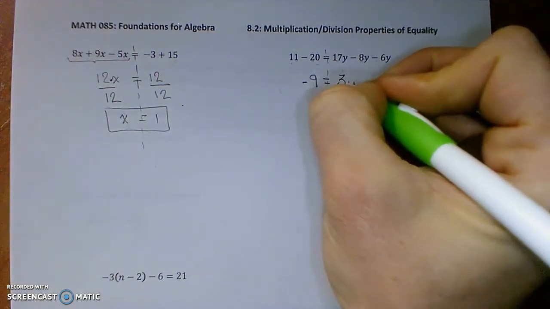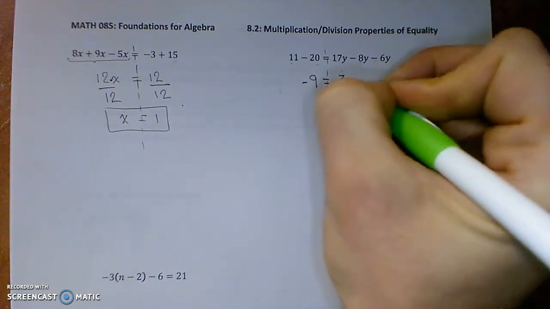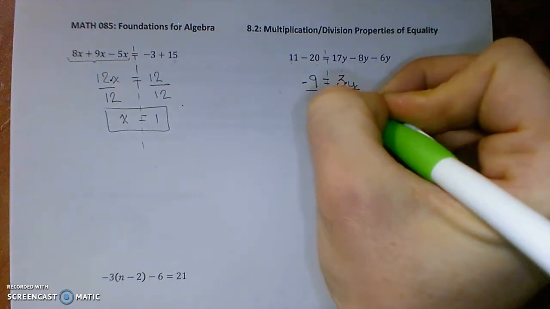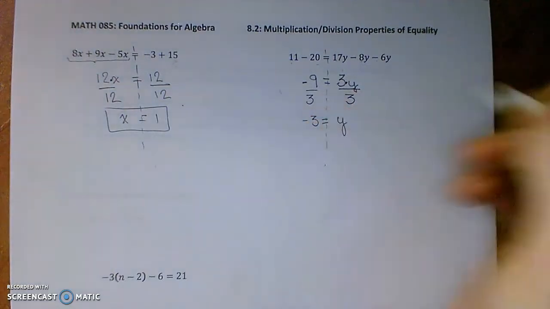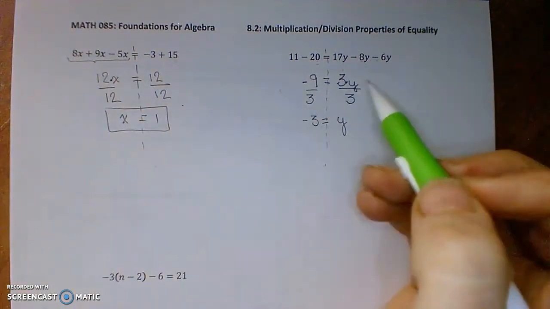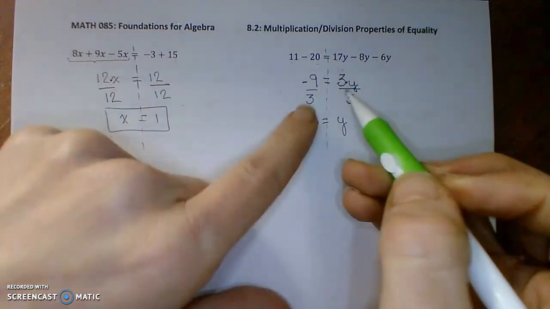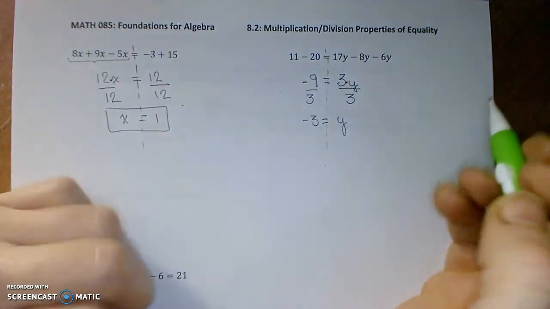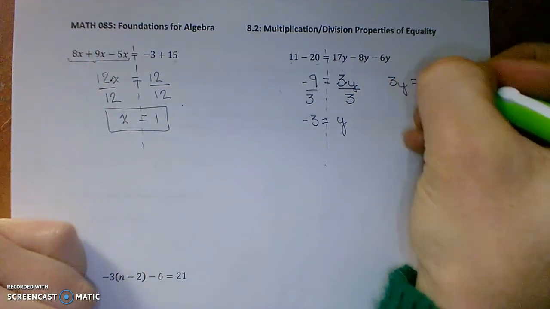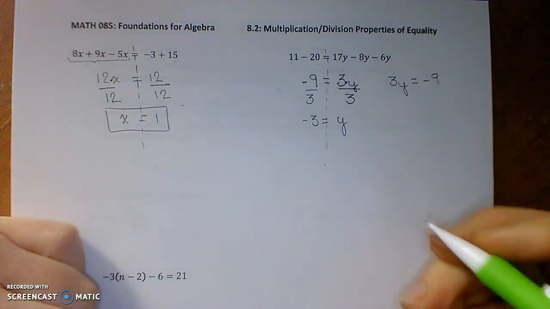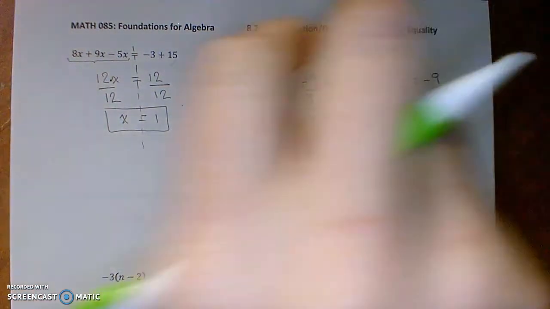And now again, I've got my variable y on the right side here. And this is 3 times y, so I'm going to undo that multiplication by dividing both sides by 3. Negative 9 divided by 3 gives me negative 3 equals y. And this is something silly, but a lot of people don't like their variable on the right-hand side. If that ever is a problem for you, go ahead and just switch the two sides of the equation. Like negative 9 equals 3y, that's the same thing as saying 3y equals negative 9, right? And then you could solve the equation that way. All right, so y equals negative 3 or negative 3 equals y.